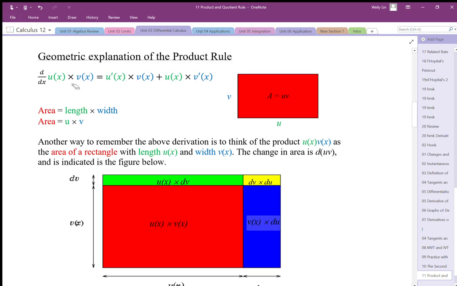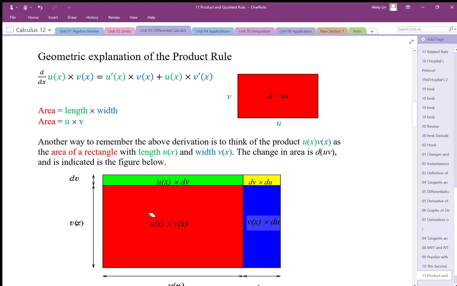And really what we're asking then is the change in u times v. We're asking, how does the area change when we increase the length and width? Basically we want to see what are the pieces that cause the change in the area. So when we look at this again, here's my original area in red. It's my length and width. So there's my v of x, there's my u of x.